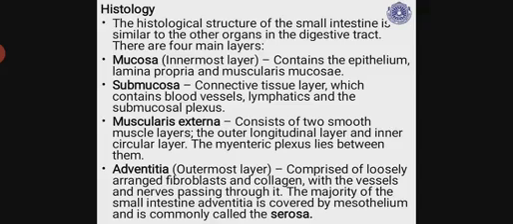Coming to the next layer, the outermost, that is adventitia. It comprises loosely arranged fibroblasts and collagen, with vessels and nerves passing through it. The majority of the small intestine adventitia is covered by mesothelium and is commonly called the serosa.